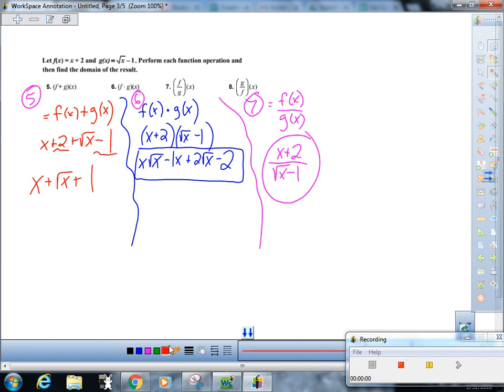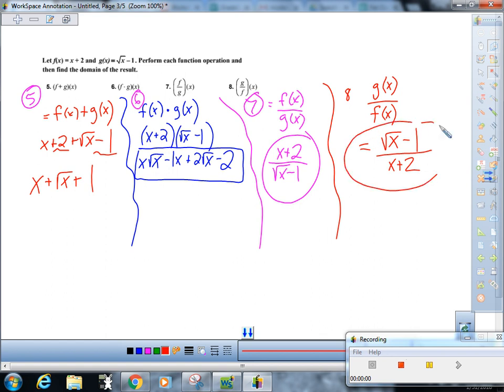And then therefore number 8 is also pretty quick. It's g of x divided by f of x. And that is radical x minus 1 divided by x plus 2. And that's your answer. So hopefully that eases a little stress.